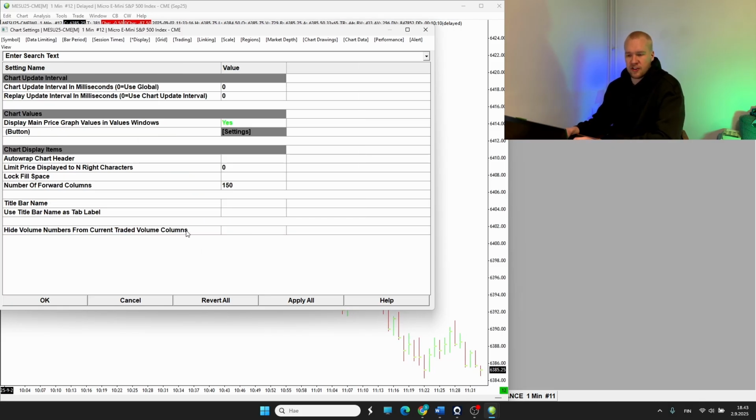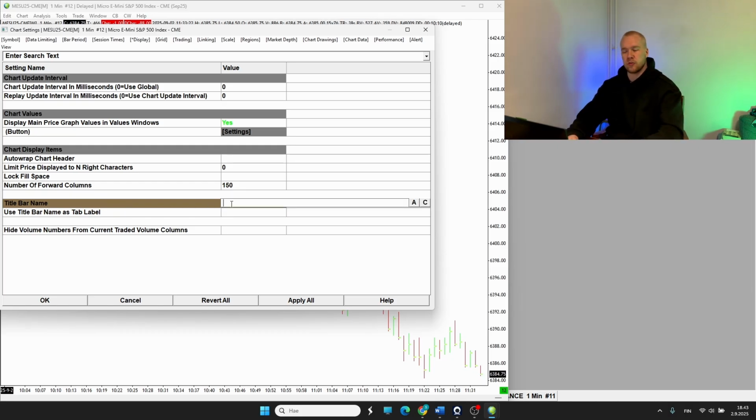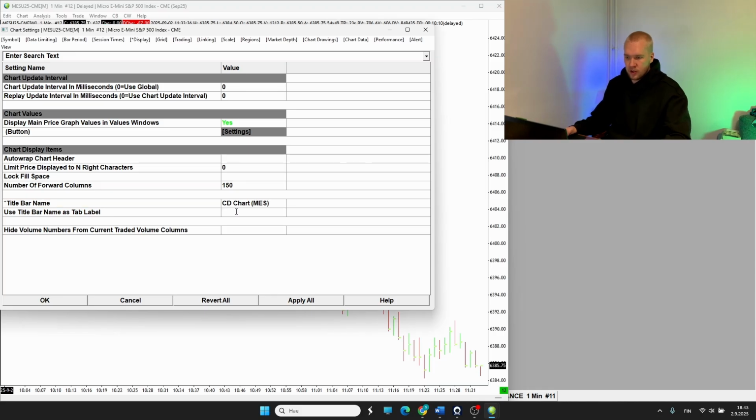Then we'll come to Display, and firstly we have the title bar name, and this is something you'll want to do yourself. So I'll just put CD chart and then what I trade, right? Let's make that capital. So there we go. And then here, use title bar as a tab label. You can see that it changed there.